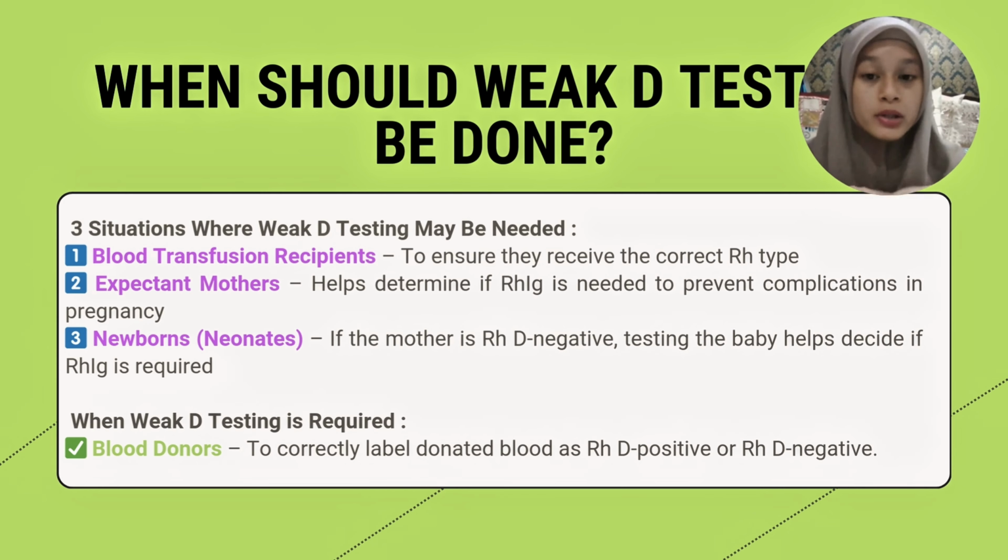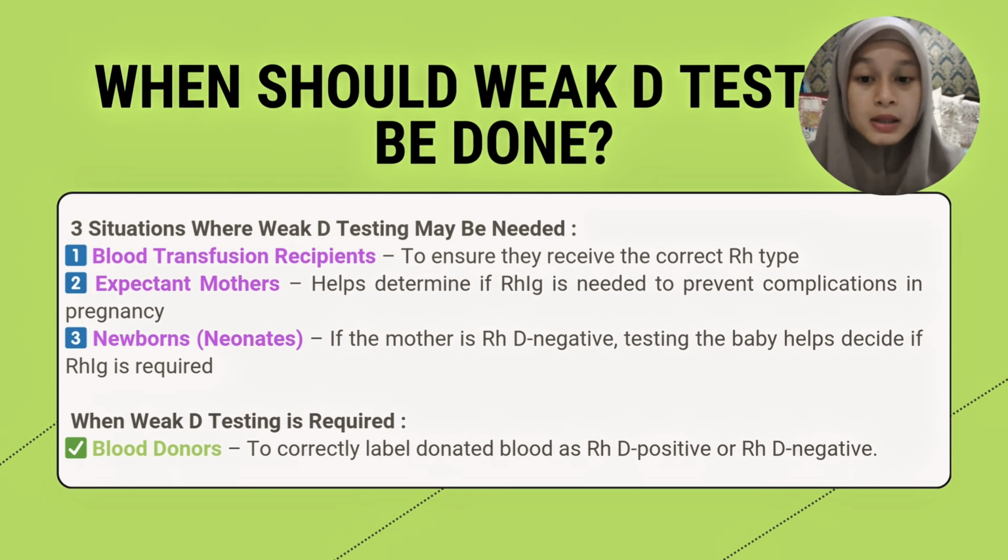We have three situations where weak D testing may be needed. First is blood transfusion recipients. It's usually to ensure they receive the correct Rh type. Second is expectant mothers. It helps determine if Rh immunoglobulin is needed to prevent complications in pregnancy. Third is newborns. If the mother is Rhd negative, testing the baby helps decide if Rh immunoglobulin is required.